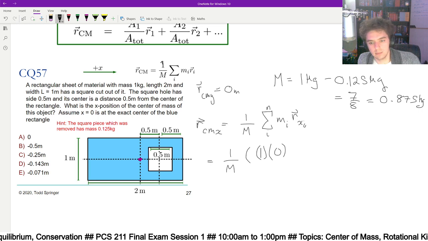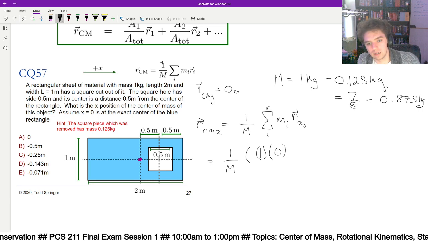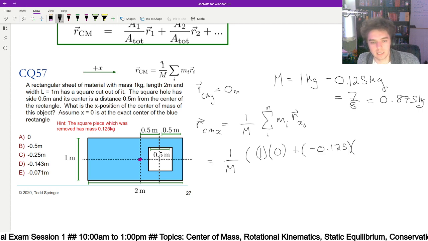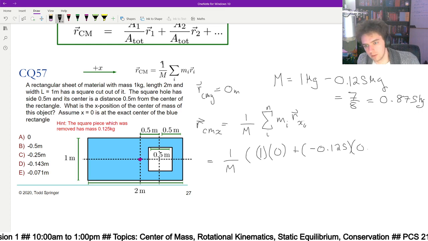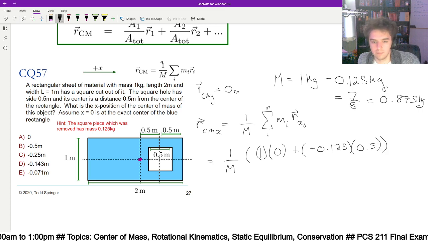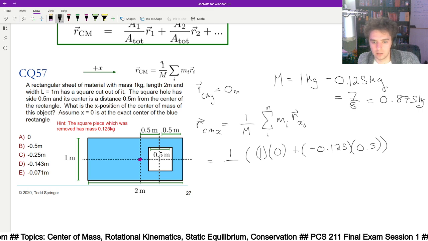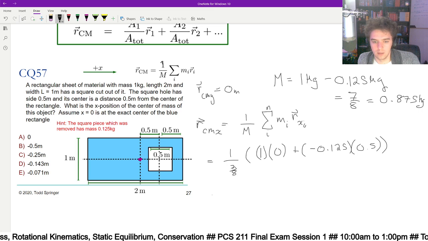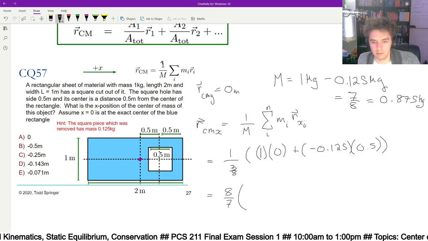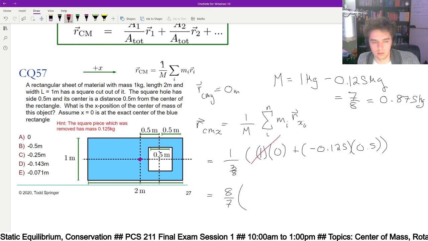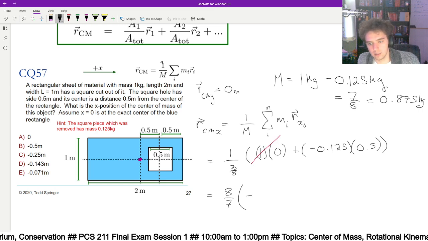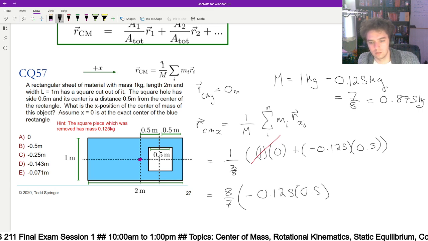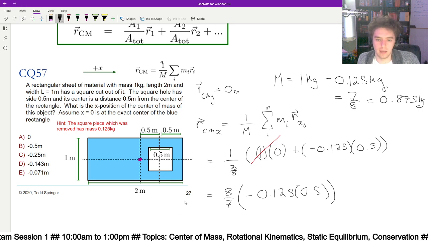So the other piece here, its mass is going to be, so we're adding the negative mass, negative 0.125, times its x position. Well, its x position is 0.5, right? And I can replace m here with 7 over 8, right? So we're doing 8 over 7 times 1 times 0. Well, 1 times 0 is just 0, right? So 8 over 7 times negative 0.125 times 0.5. Right? And that's going to be the x position of our center of mass.